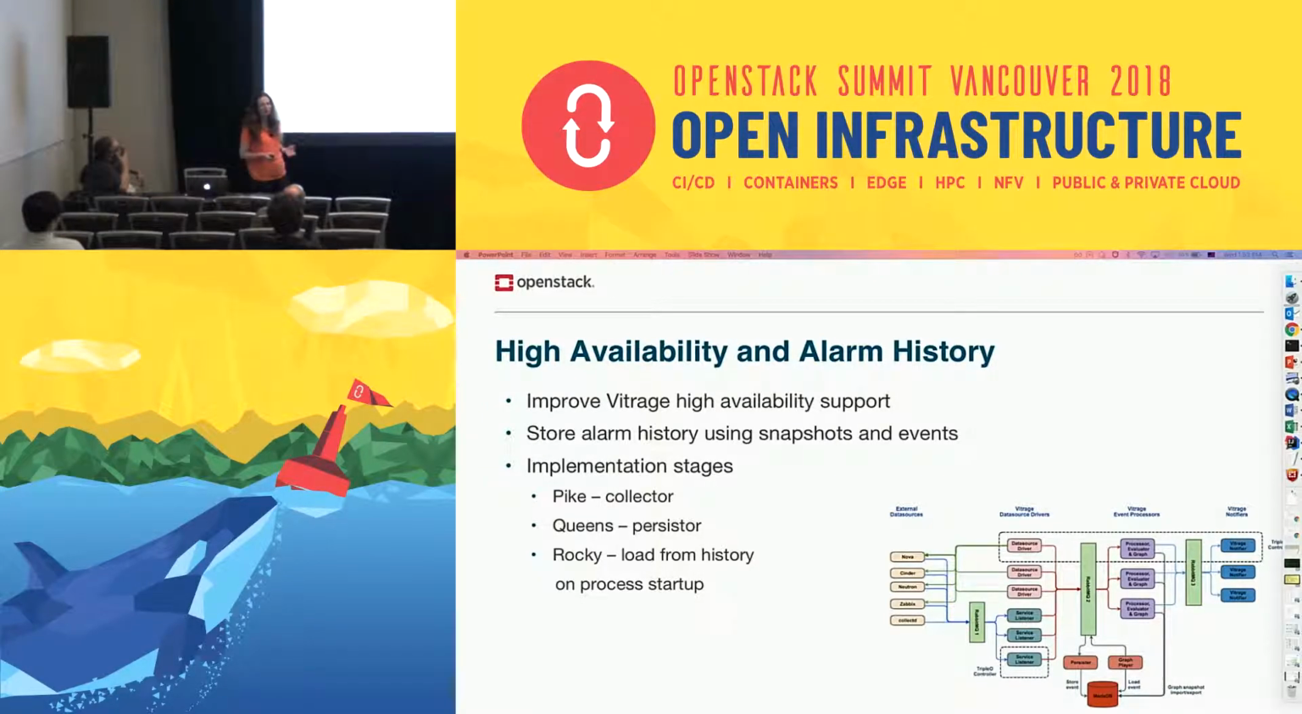This is currently an ongoing effort of improving the high availability of Vitrage. It was started in Pike, where we did the design and started the implementation. Our main goal is that if you have a Vitrage graph that is down for one reason, you start a new Vitrage graph process, and we want to make it start as fast as possible. And we are doing it by persisting the events that arrive to Vitrage. And once in a while, we persist a snapshot of the entire graph.